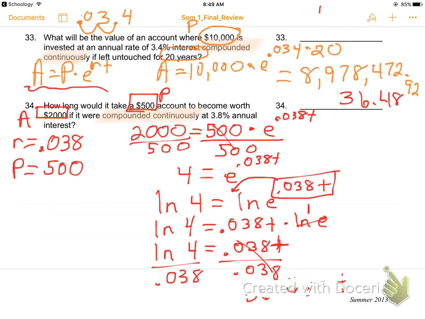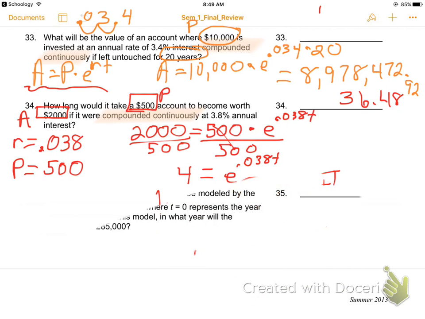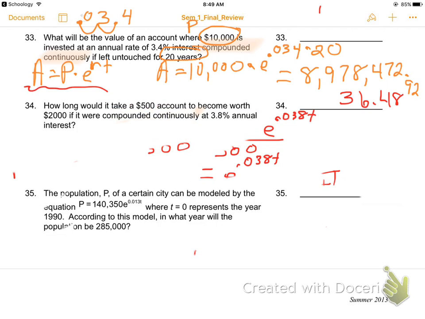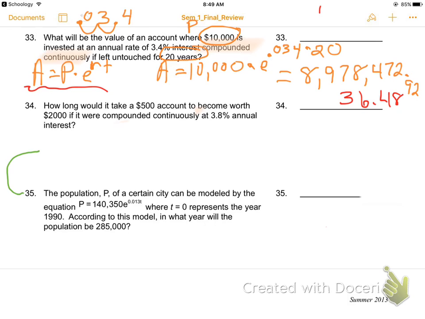Okay, so here we go, and bring back that problem I covered up here for us. Okay, so 35 says the population P of a certain city can be modeled by the equation P equals 140,350 e to the 0.013 t, where t represents the year 1990. According to this model, in what year will the population be 285,000? You don't even have to write the equation here. They give it to you. All I have to do is plug in my information.